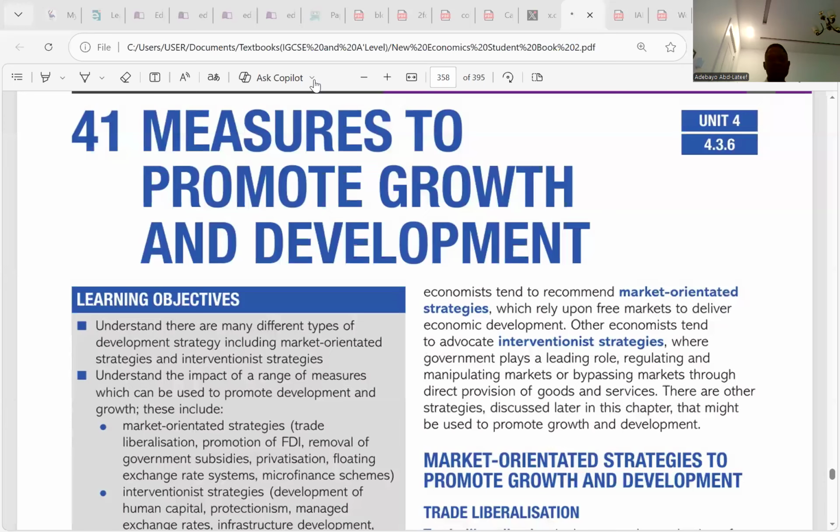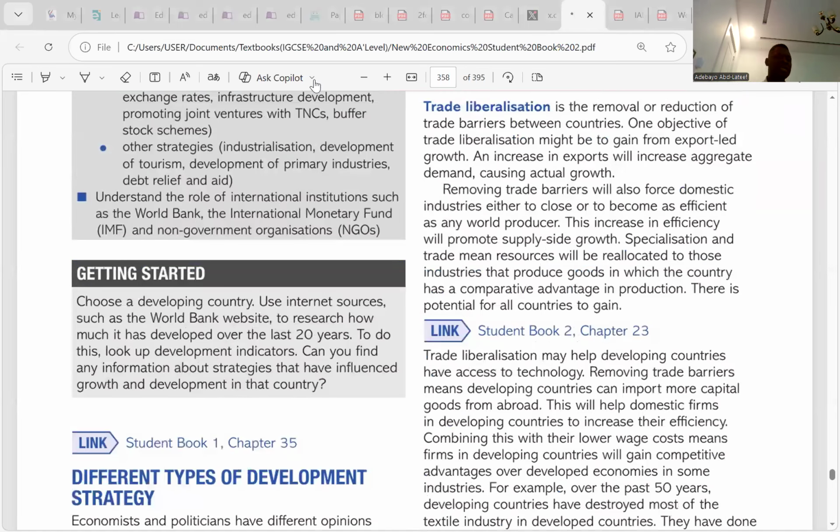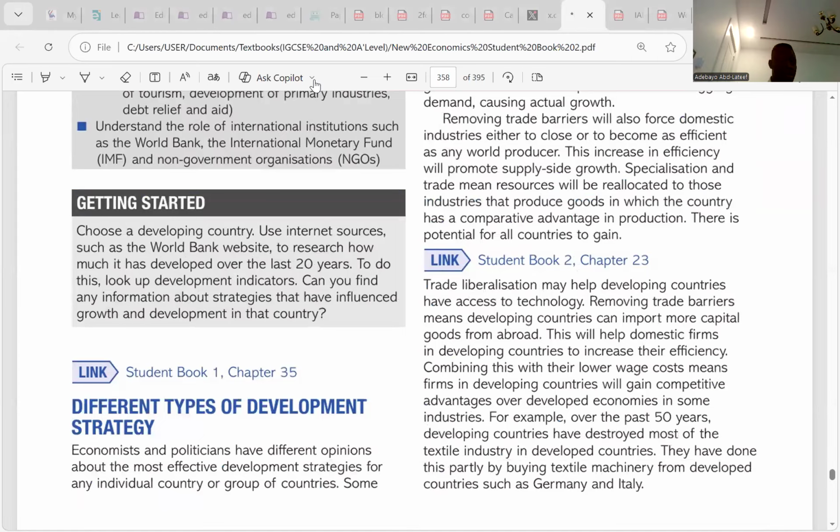We have chapter 41. We're rounding up economics A level lessons today. So we have measures to promote economic growth and development. And to promote economic growth and development, we can simply do these either with interventionist strategies or free market strategies. So I'm going to read further anyway.